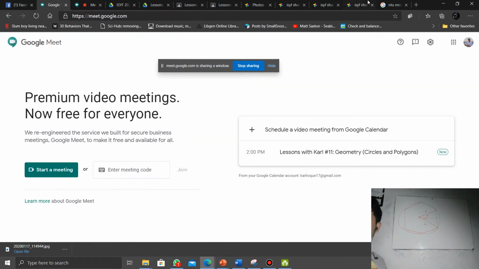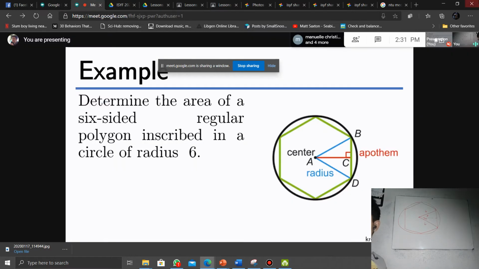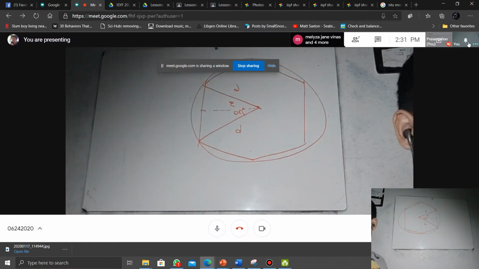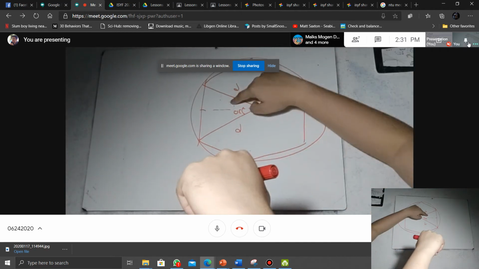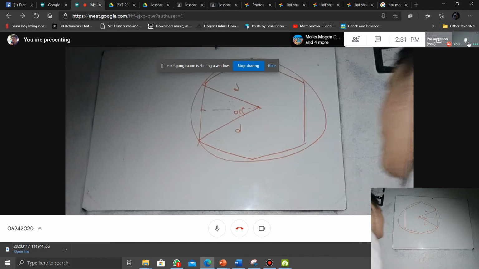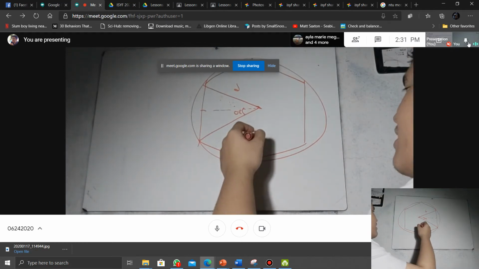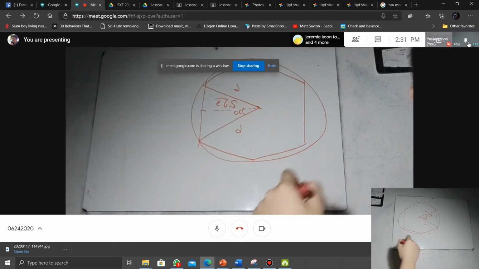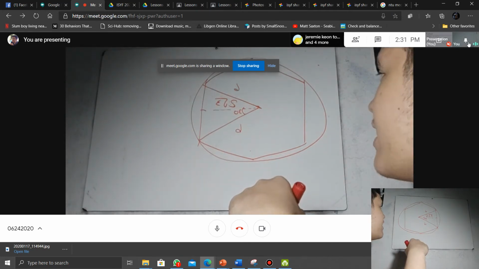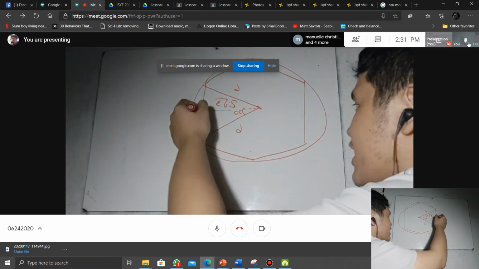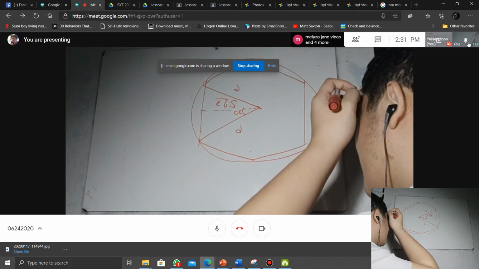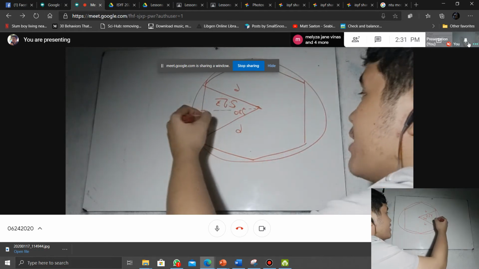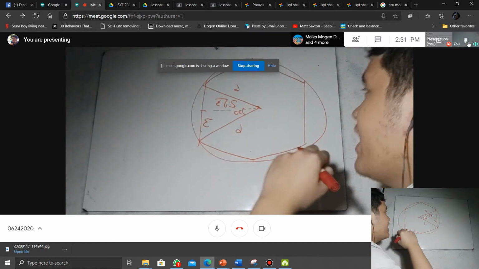Ito. So, let's go to the whiteboard first. So, 6 to, di ba? Then, 36 to 90. Then, you would get na 2 square root of 3 ito. Di ba? Then, you'll get na this one is, teka, you get that this one is 3. Tama ba? Yes, tama. Oo nga, equilateral triangle pala siya.